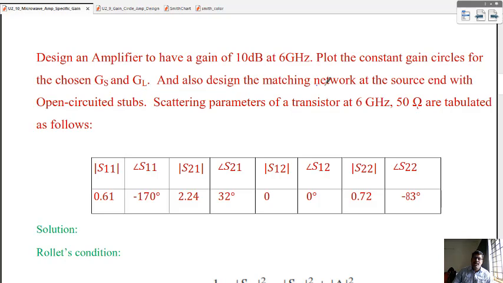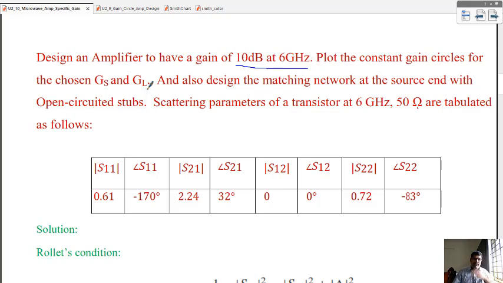And also design the matching network at the source end with open circuited stubs. The thing is, we have to design an amplifier at the specified gain of 10 dB at 6 GHz. For that, we have to compute the GS maximum and GL maximum.